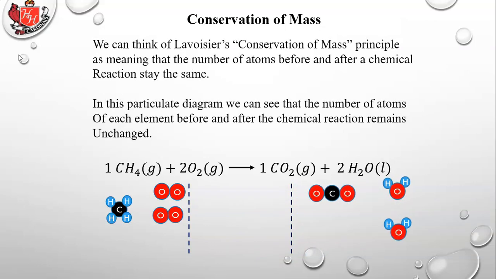So we can think of Lavoisier's conservation of mass principle as meaning that the number of atoms before and after a chemical reaction stay the same. So the mass stays the same, but we tend to think of it that the number of atoms stays the same. Before the reaction you had one carbon atom. After the reaction's over you still have one carbon atom. Before the reaction over on the left you had 4 oxygen. Over on the right you have 4 oxygen. Same with hydrogen. You started with 4 hydrogen atoms, you end with 4 hydrogen atoms.